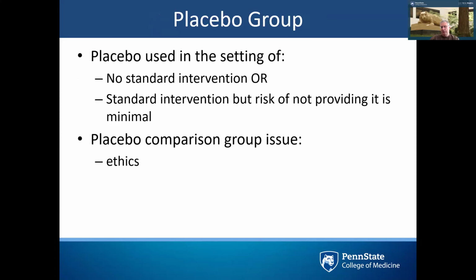So when do you want to use a placebo group? We'll use a placebo when you have no standard intervention, or you do have a standard intervention, but the risk of not providing it is minimal. And an issue with using placebo is ethics. Is it really ethical to use it in all situations?